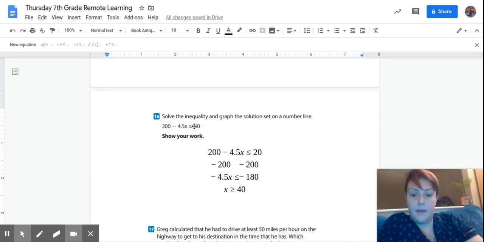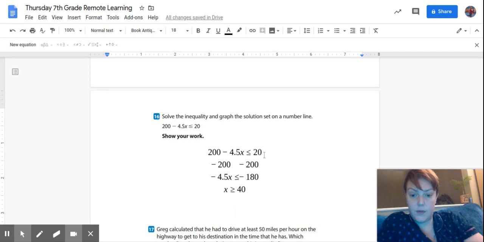Okay, the next one here, we'll just look through it. This one is one where you have to flip the sign. How do I know I'm going to have to flip the sign right here? Well, because it's got a negative coefficient on the variable term. This minus belongs to that 4.5x, and so this is a positive 200.